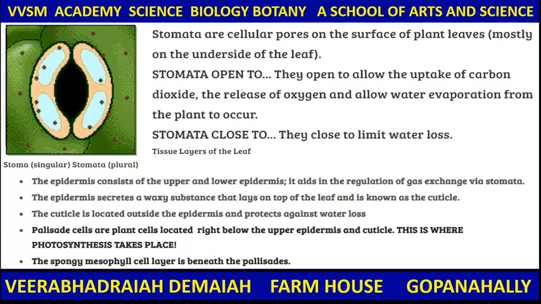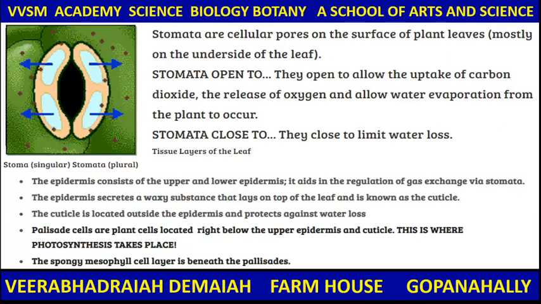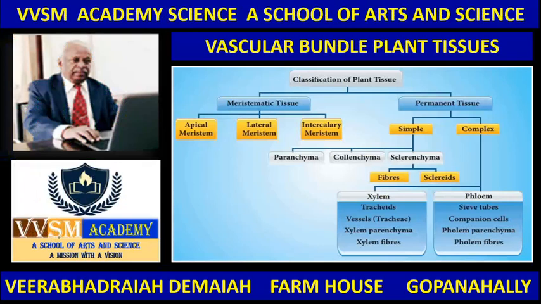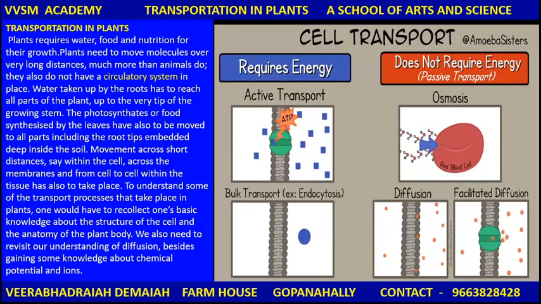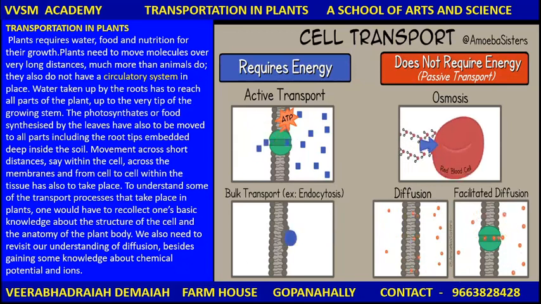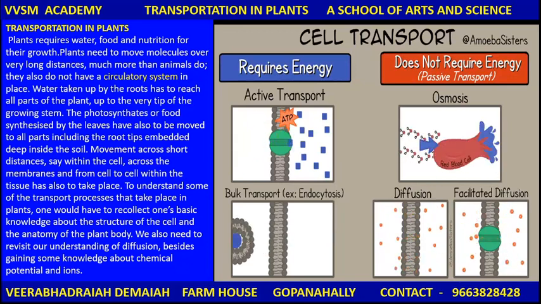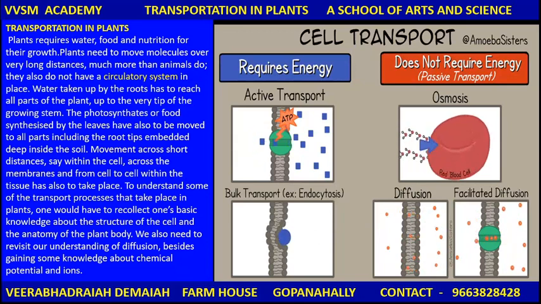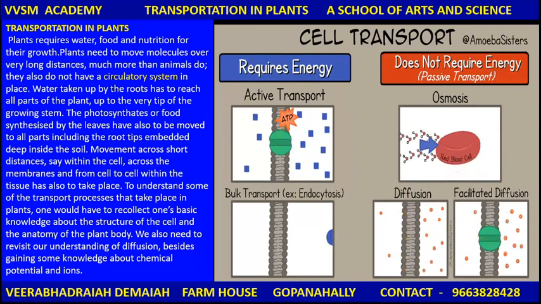Stomata are the cellular pores on the surface of plant leaves that we know. Classification of plant tissue: meristematic tissue and permanent tissue. Cell transport: active transport requires energy. Osmosis does not require energy, that is passive transport.